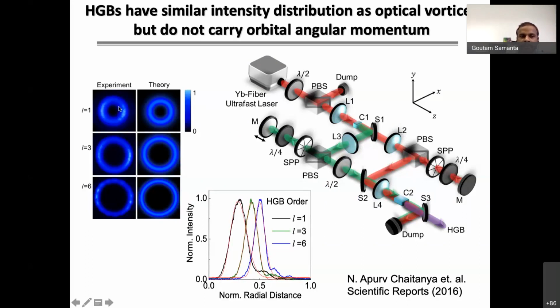This is the intensity pattern. It's just a donut shape, but there is no phase variation. And theoretically also you can predict that this is what it looks like.